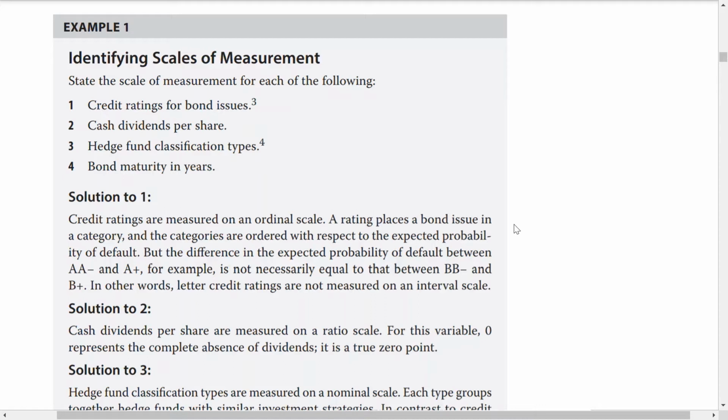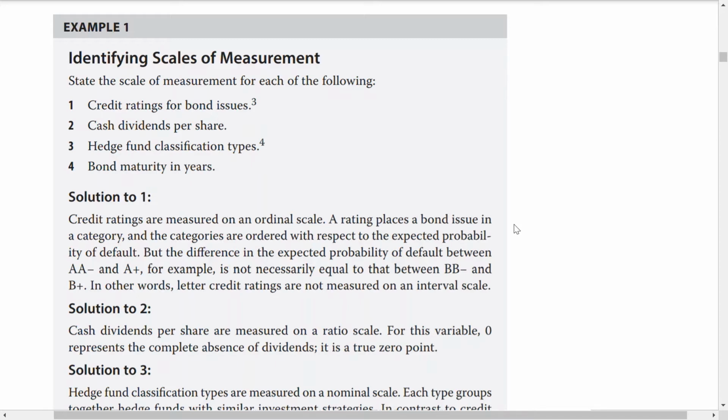Credit ratings are measured on an ordinal scale. A rating placed on a bond issue is in a category, and the categories are ordered with respect to the expected probability of default. But the difference in the expected probability of default between A minus and A plus, for example, is not necessarily equal to that between B minus and B plus. In other words, letter credit ratings are not measured by an interval scale.